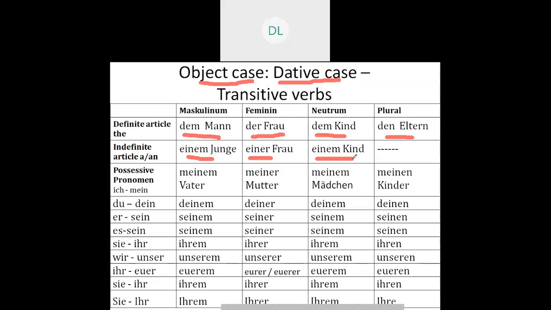einer, einem. On the same grounds, meinem Vater, meiner Mutter, meinem Mädchen, and meinen Kindern, because we add n or en to the noun in the plural. So that will be meinen Kindern. So here in the dative case, there is a totally different article system. So you will have to remember the article system. With the same thought, let's move ahead and discuss a few examples.